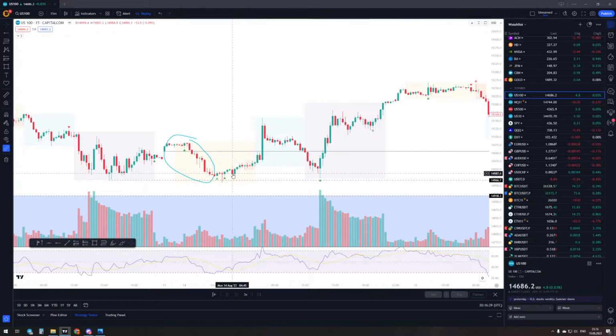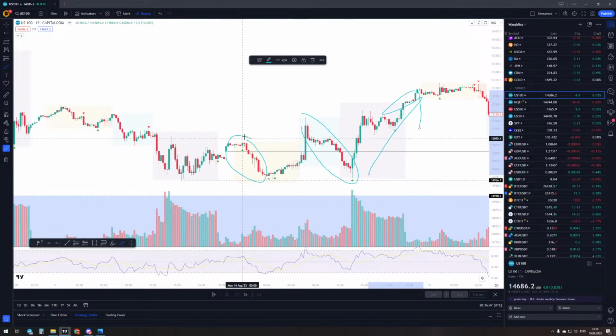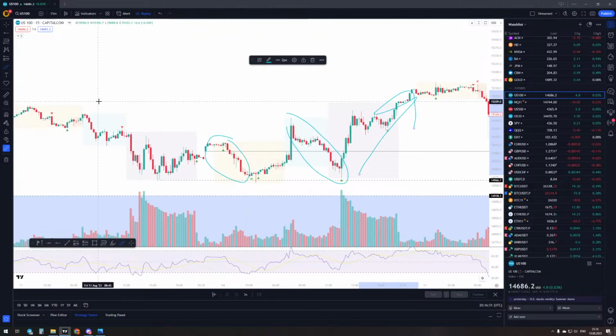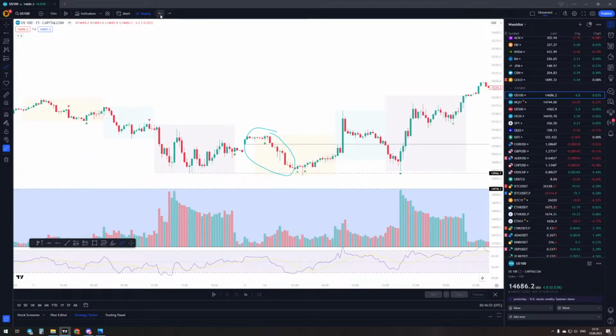Then we have distribution. No, we have test. No, we have the distribution. Then we have test. This was test, and then we're going up high. You can find it on any time frames, and it's always going to be the same.